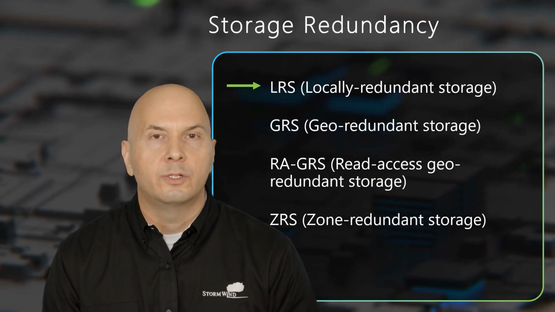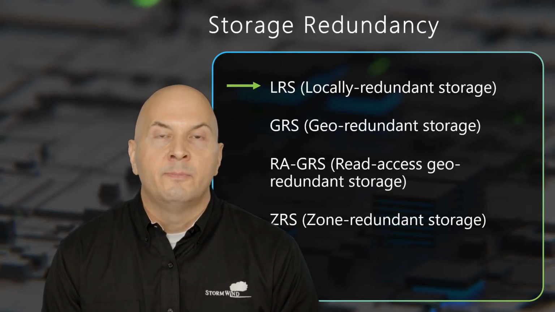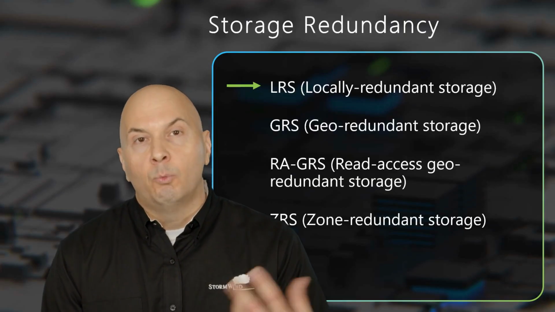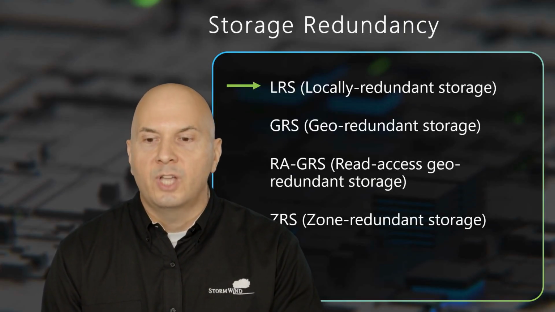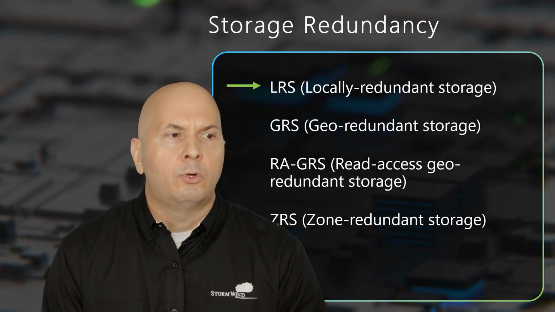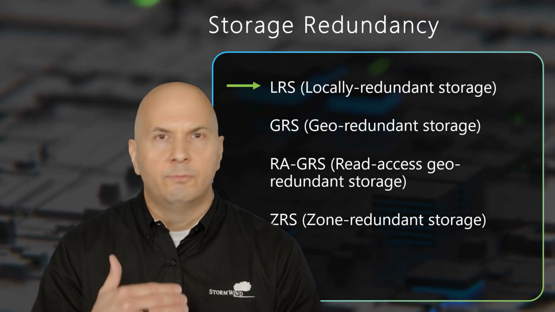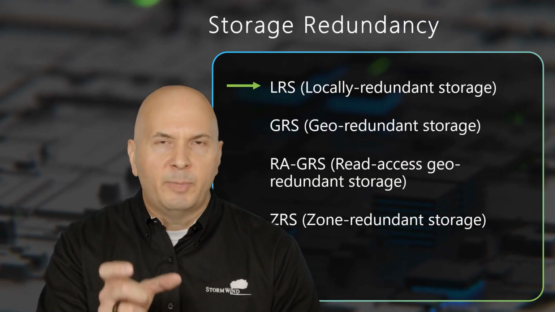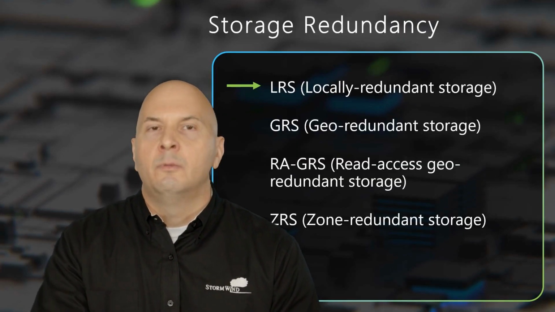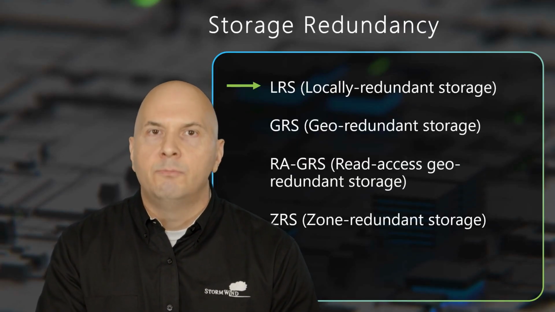Locally redundant storage has been around from the beginning. And what this does is it creates 3 copies of your data. And by the way, with Azure Storage, Microsoft's always creating 3 copies of your data, no matter what. So locally redundant storage is kind of like the bare minimum. That's going to be one data center where there's 3 copies of your data. So you upload a blob, Microsoft's going to make 3 copies of that blob in one data center.